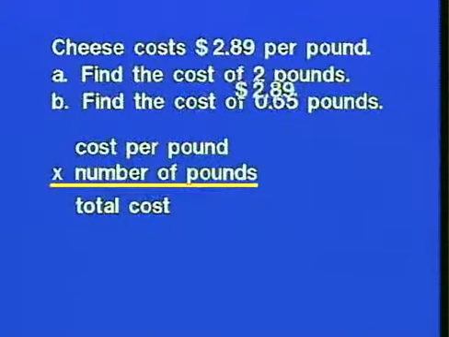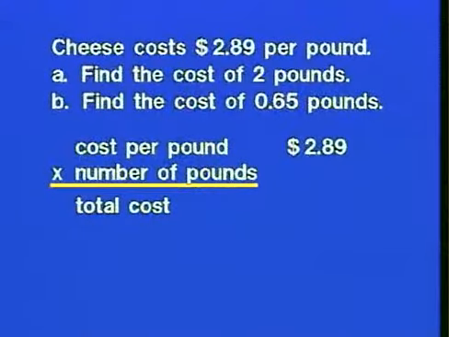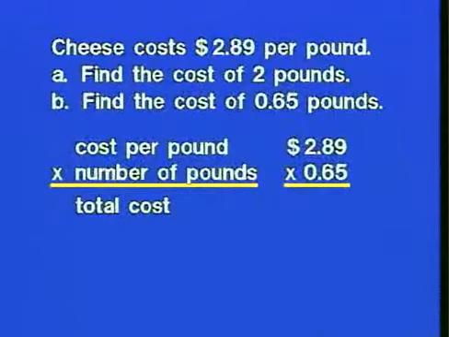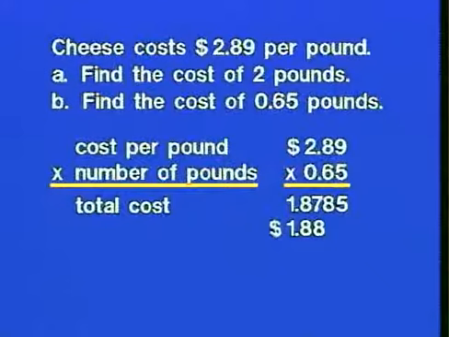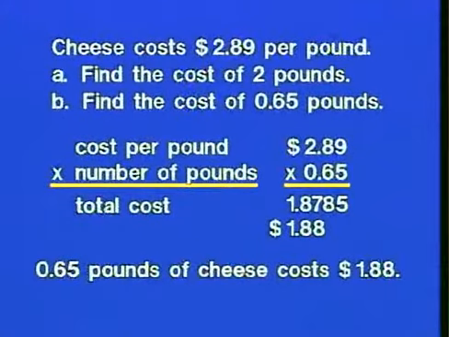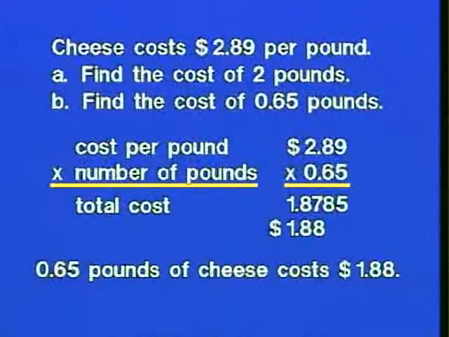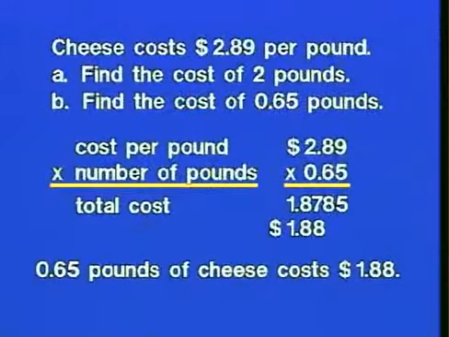You take the cost per pound, in this case $2.89, you multiply by the number of pounds, in this case it's a part of a pound, and upon multiplying we get some amount. Now notice it's 1.8785. Well, we're talking dollars and cents here, so we need to round to the nearest penny, and that means it's $1.88. So 0.65 or 65 hundredths pounds of cheese costs $1.88.